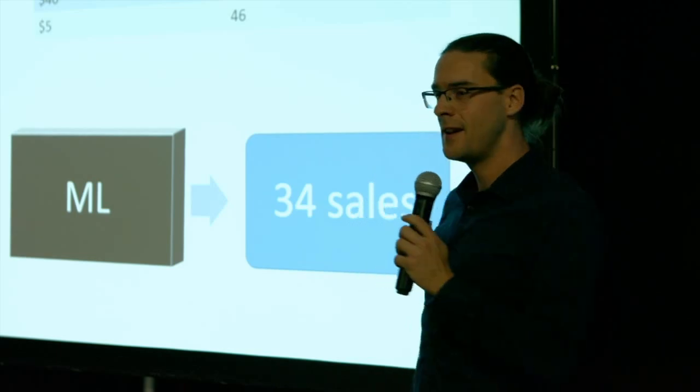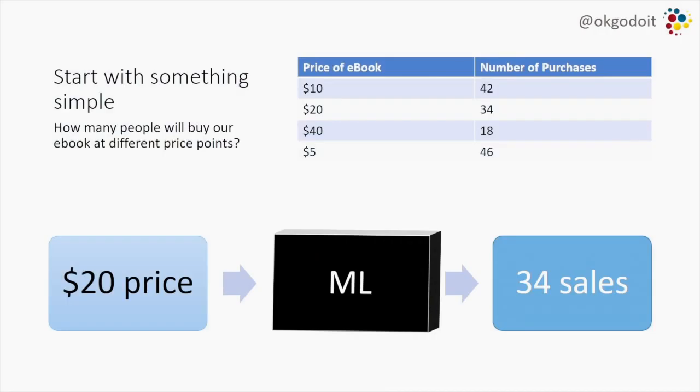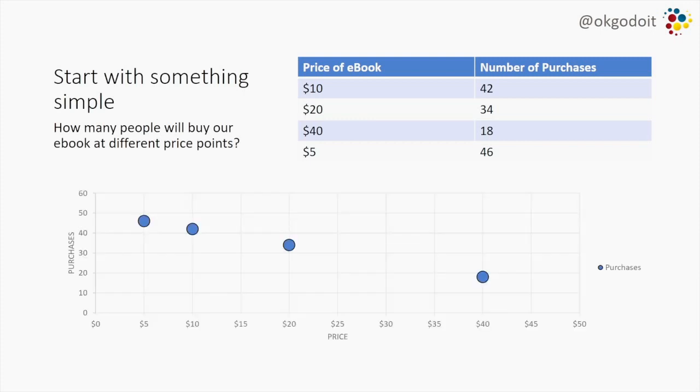So for this example, it's going to be a little bit of math, but I'm going to keep it really simple, and I promise there's no more math for the rest of the presentation. Let's say we have a few different prices we've priced our book at. Maybe we did it for a week each, and we saw how many people bought it at $10, $20, $40, and $5. And we want some sort of system that, given a price, will tell us how many sales we can expect. Now, I've oversimplified this a bit, so take it with a grain of salt.